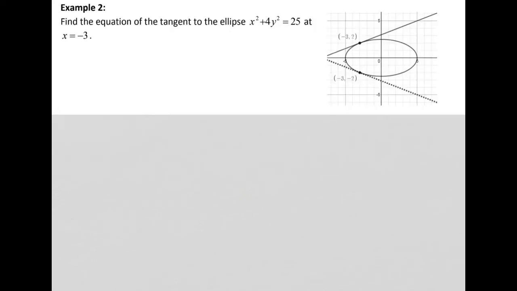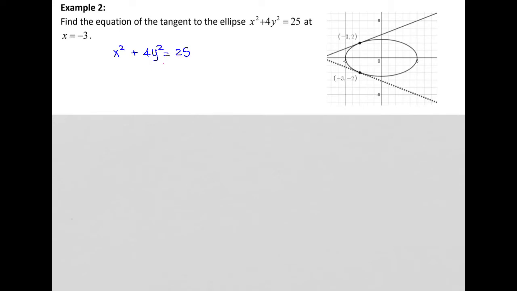For example number 2, we're going to use implicit differentiation to find the slope of a tangent at x equals negative 3. So the first thing is we're going to write down the equation x squared plus 4y squared equals 25.